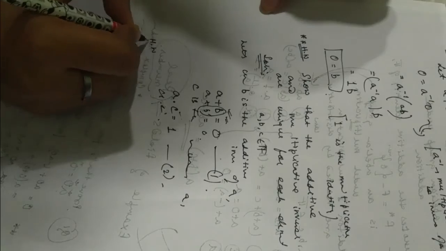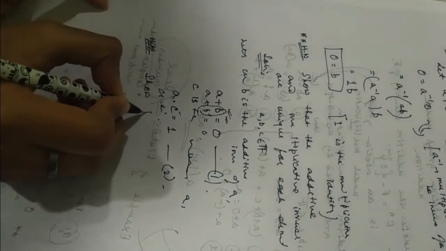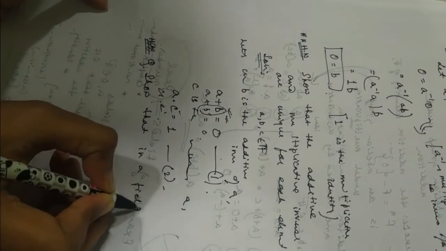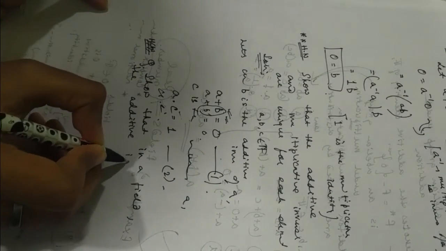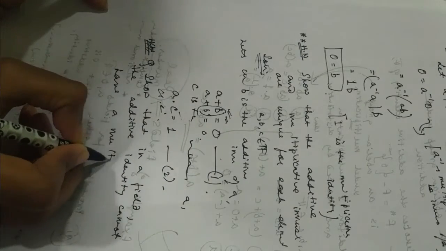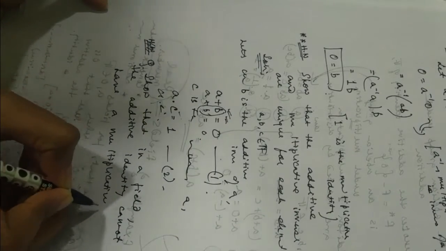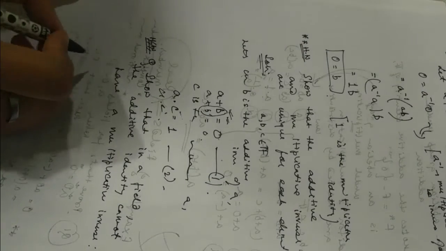Okay, and the last problem that I would like you all to know, and I find it quite interesting. Show that in a field the additive identity cannot have a multiplicative inverse, right? Show that in a field the additive identity cannot have a multiplicative inverse, right?